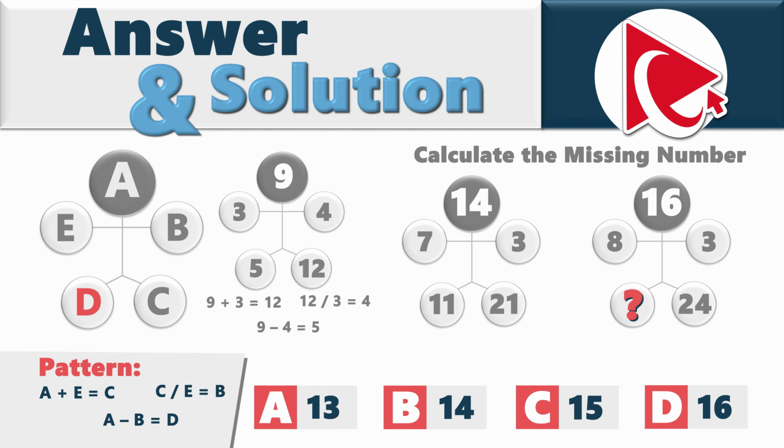Let's confirm the pattern with the second shape. 14 plus 7 equals 21. 21 divided by 7 equals 3, and 14 minus 3 equals 11.